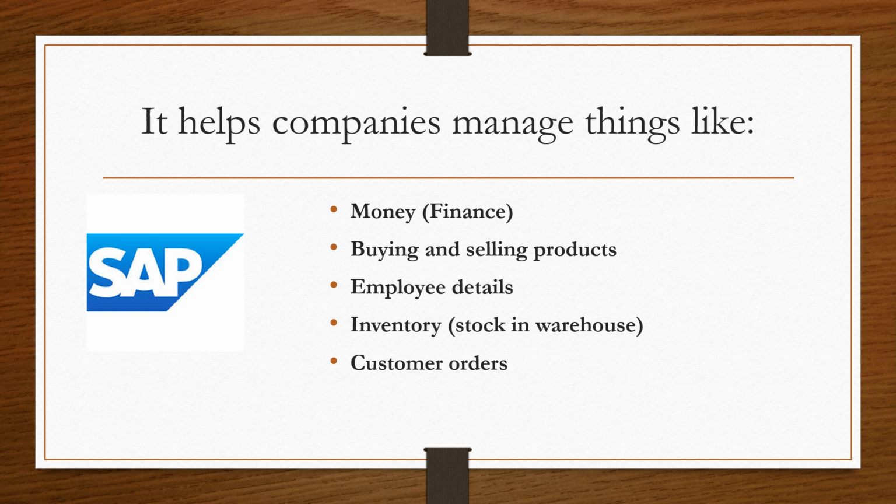Inventory in warehouses: we know Blinkit and Zepto. Blinkit and Zepto are the best options in India. What they do is deliver food at your doorstep.